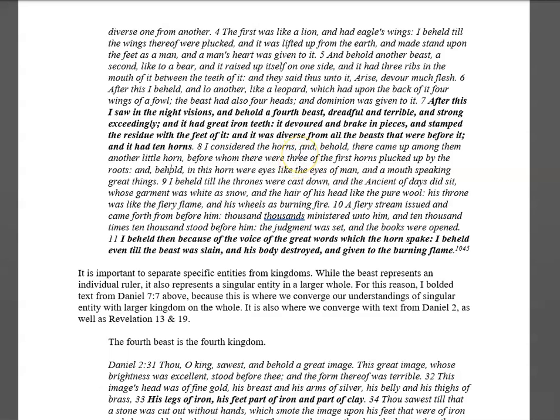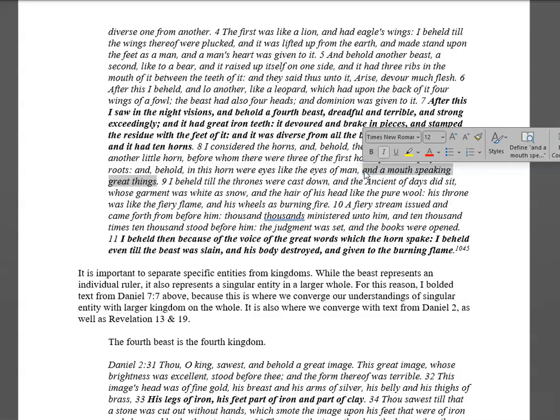I considered the horns, and behold, there came up among them another little horn. This is a singular guy, and before whom there were 3 of the first horns plucked up by the roots, and that's a reference to the lion, the leopard, and the bear. Behold, in this horn were the eyes like the eyes of a man, and the mouth speaking great things. Here's a reference to your abomination of desolation. This is the fourth one, the fourth beast. The little horn of the fourth kingdom is going to be the one who commits Revelation 13's abomination of desolation. Is going to be the one who commits Daniel 9:27's abomination of desolation.